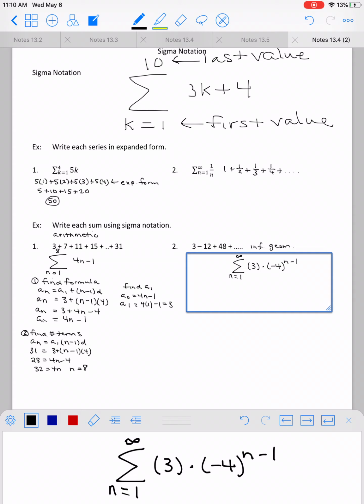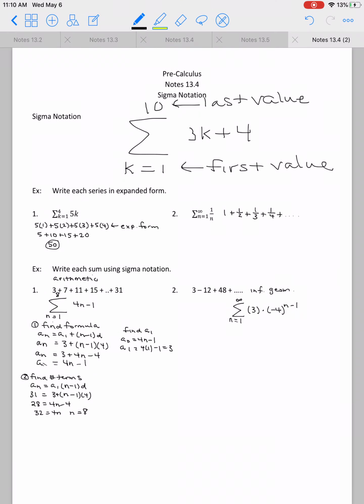So remember, the first term goes in parentheses, the common ratio is the base of the exponent, followed by n minus 1. And then for your assignment, you're going to see some writing the sigmas and then some review of what we did last week.